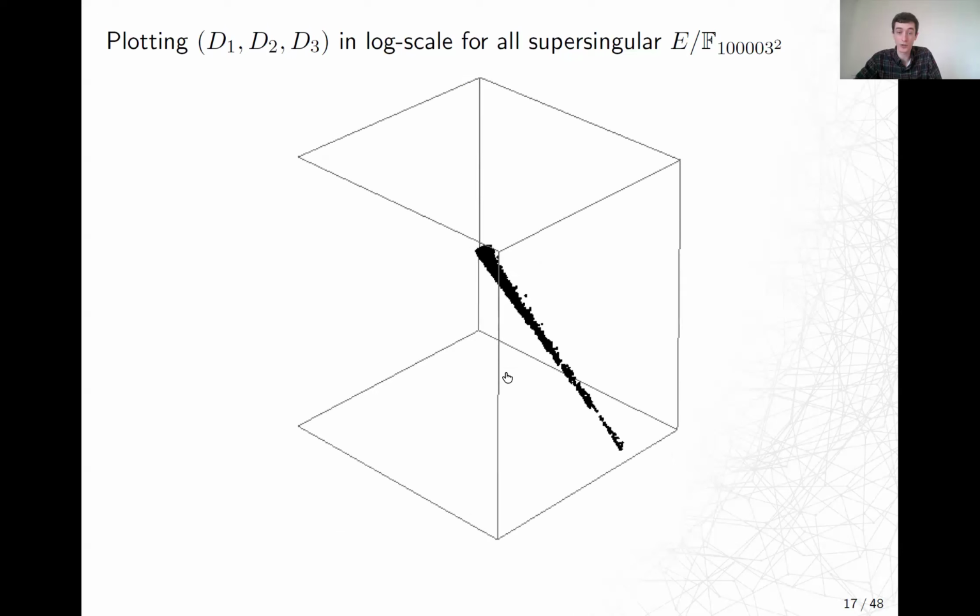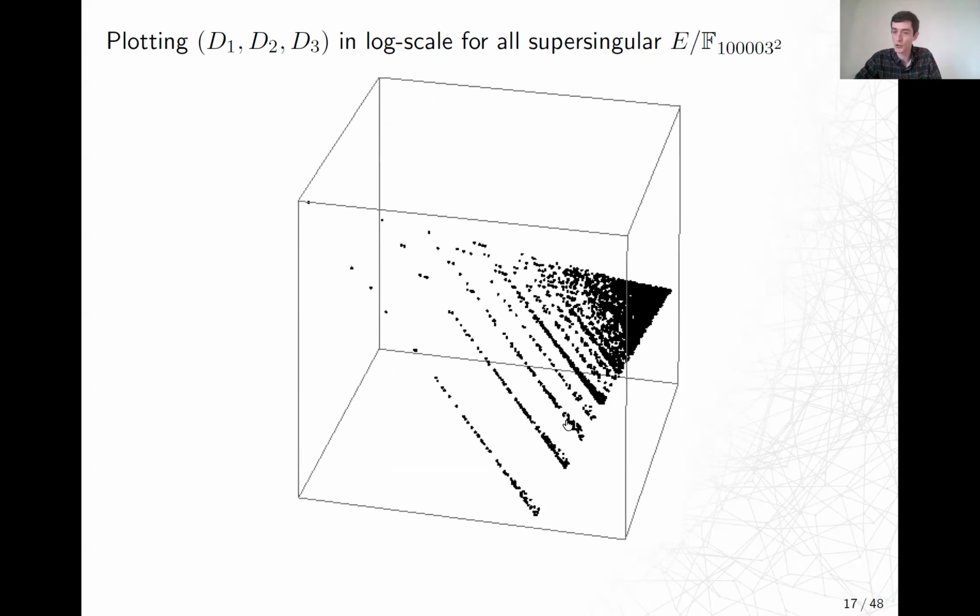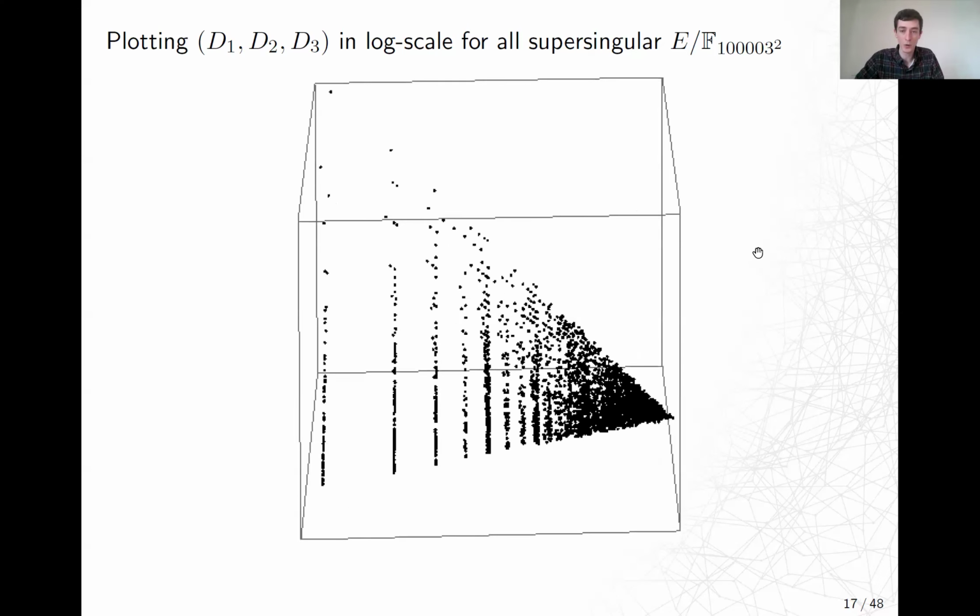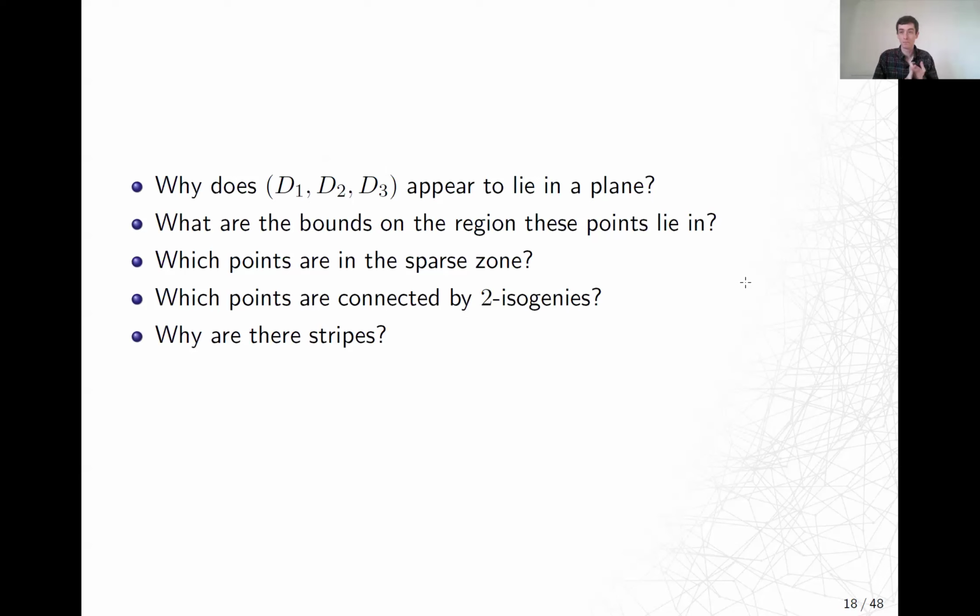Aside from that, there's a lot of other structure. For example, it seems to lie in this triangle-shaped space. There are all these weird stripes in it. There are a lot of weird questions. What is the structure of this region? What is going on? Those are some questions that I want to highlight. Why do these points appear to lie in a plane? What are the bounds of the region? What does it mean for some points to be in the sparse region or the dense region?